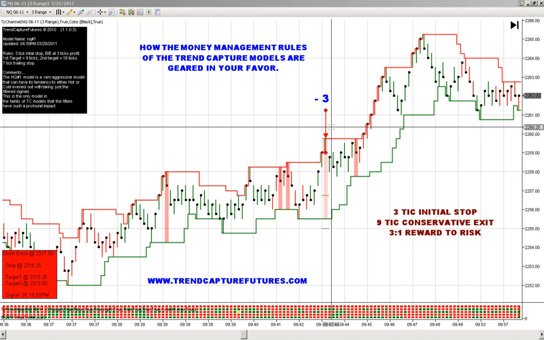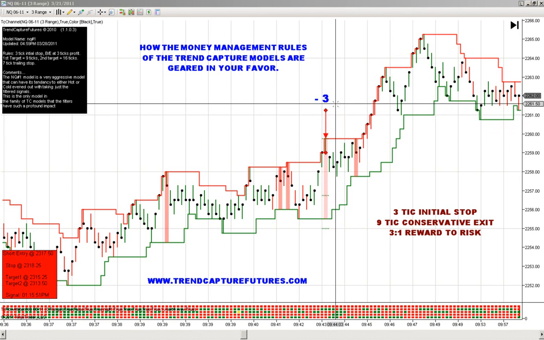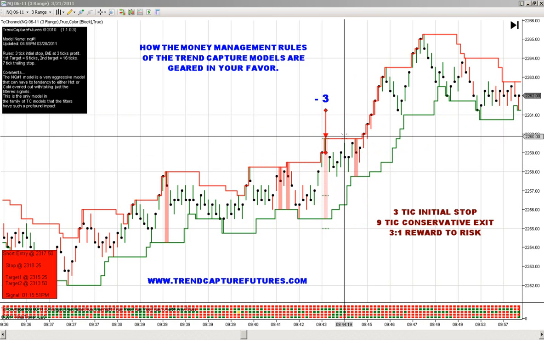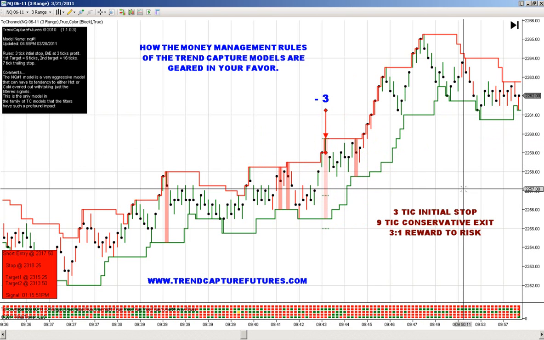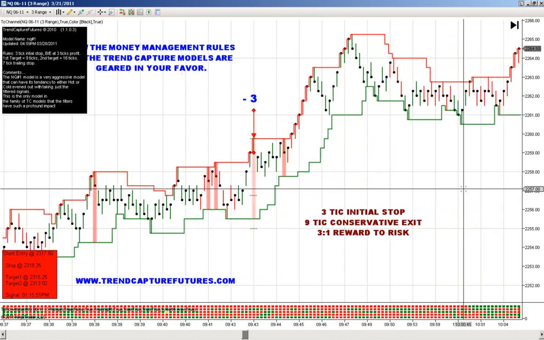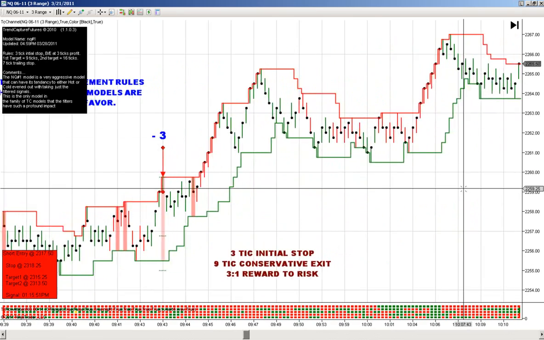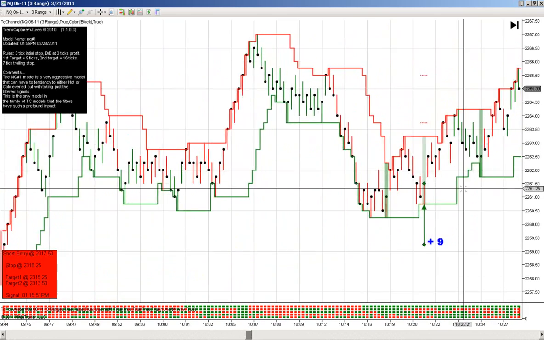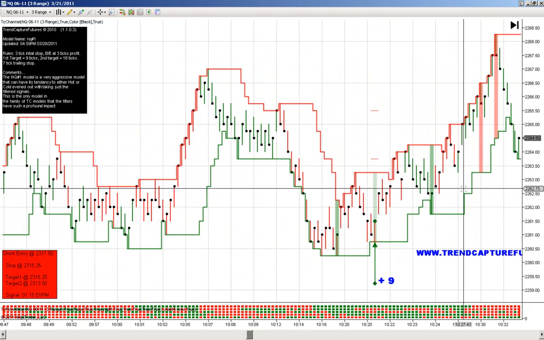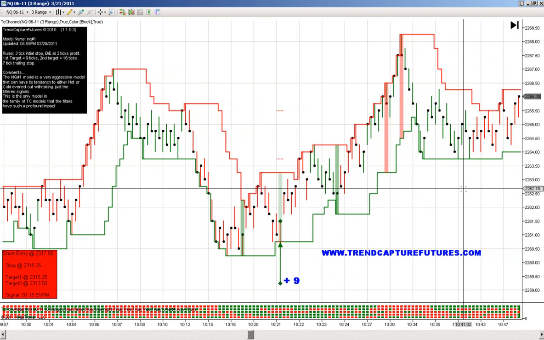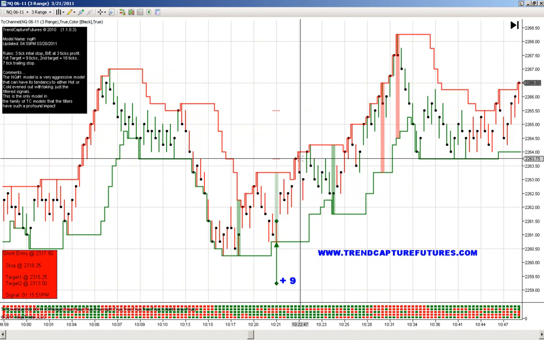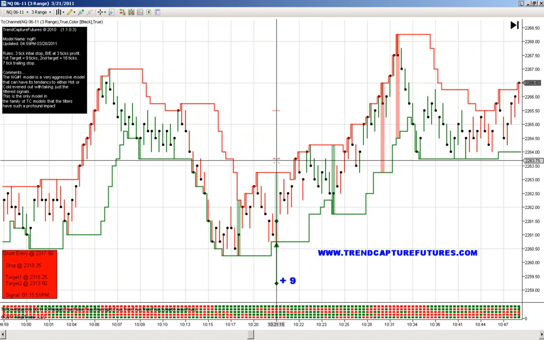You see the very first trade of the day was a short, began to go in your direction, but ultimately got stopped out for a 3-tick loss. So then moving further through the day, we had another signal right here. It was a long. You can see about 10:20 a.m. and that ultimately reached the first profit target of 9 ticks, the conservative.